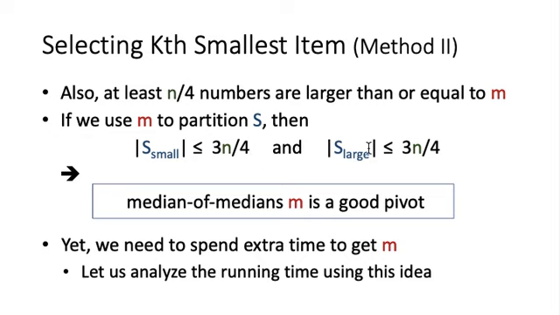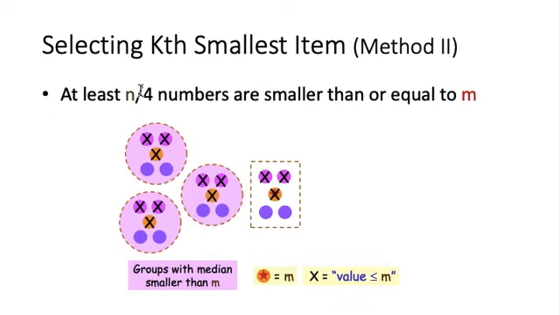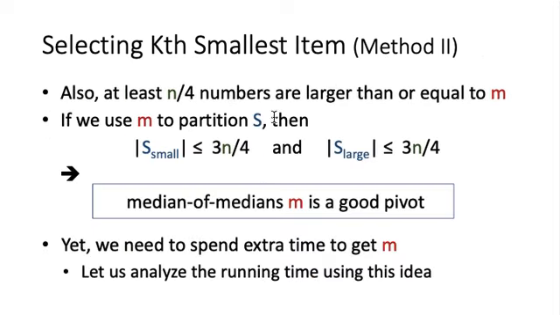And similarly, S large will also have size at most 3n over 4, because we guarantee a lot of numbers are smaller than or equal to M. So S large cannot be very large. S large can only contain at most 3n over 4 numbers. So the median of medians M will be a good pivot. The drawback here is that, unlike the previous random pivot selection, we will need to spend extra time to get this M.